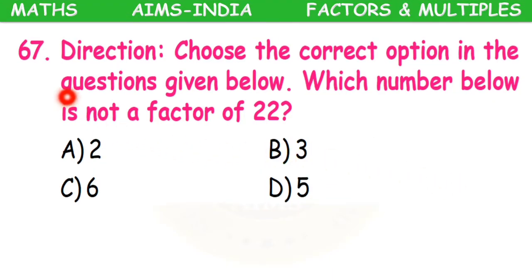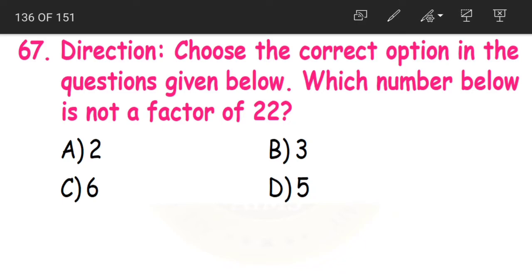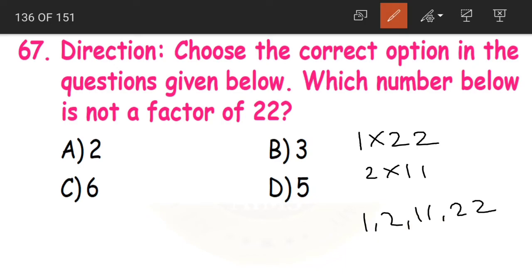Yes. Next question, 67. Which number below is not a factor of 22? Again, we have to write down the factors of 22. We have 1 22s are 22 and 2 11s are 22. So 22 has only 4 factors: 1, 2, 11 and 22.